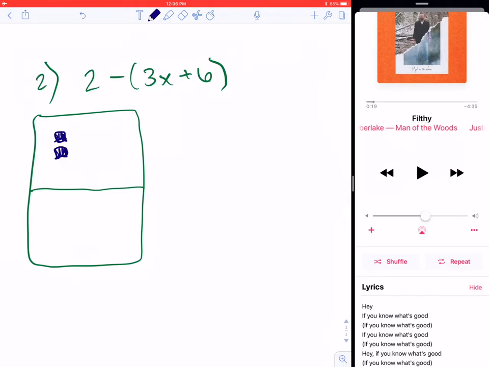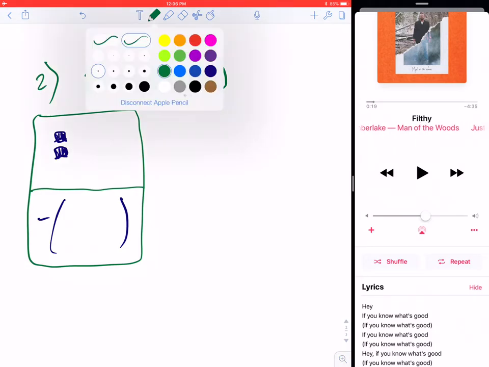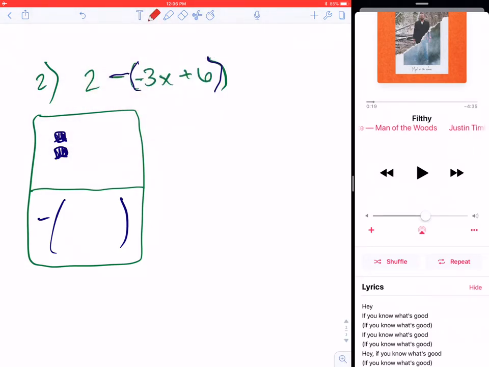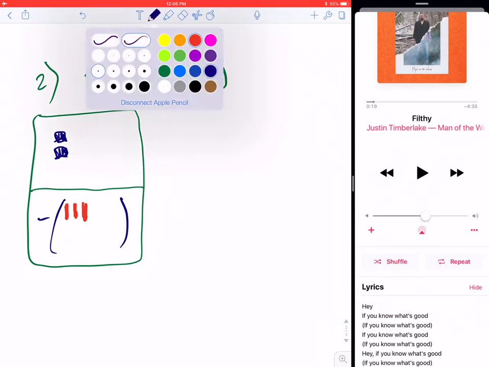They're positive. But then here I have negative parentheses. That negative parentheses is this part of our mat. So everything inside the parentheses has to go down at the bottom of the mat. For the sake of this problem, I'm actually going to make this a negative. So we're going to draw it exactly how it's stated, but in the bottom part of our mat. So we have 3 x's and positive 6 units.